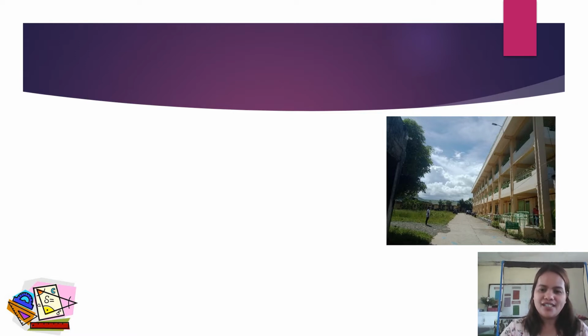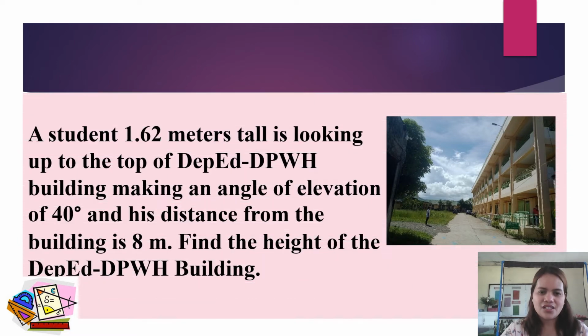From the given picture, let us have a situation. A student 1.62 meters tall is looking up to the top of the DPWH building, making an angle of elevation of 40 degrees. And his distance from the building is 8 meters. Find the height of the DPWH building. Are you familiar with the pictures?